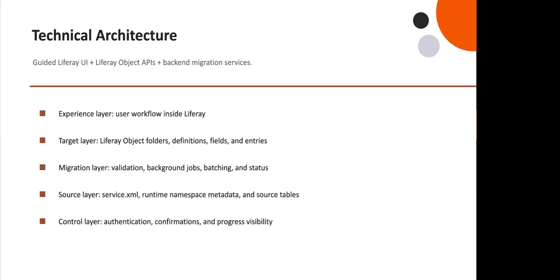As a migration layer, we have added some validations and some background jobs in the Liferay modules behind the scene, which allow you to perform the migration in batches and also show you the current status of all the records and batches. Okay. As a source layer, as I said, we have given two options: either use the namespace metadata or the source table, or you upload the service.xml file.